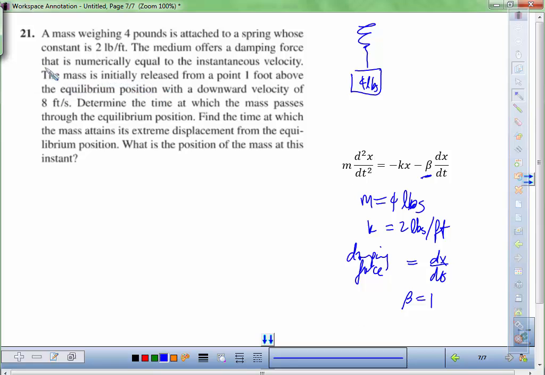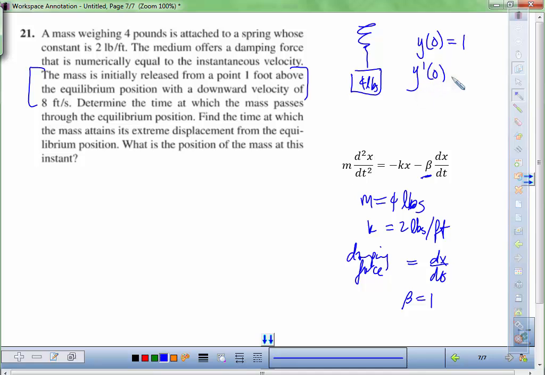And then the mass is initially released from 1 foot above. How would you translate that? y of 0 is equal to 1, since it's 1 foot above, so we're looking at the positive portion. I'd like to look at up above as positive and below as negative. Is that a good way of thinking about it? And then initially it's pushed with a downward velocity of 8 feet per second.